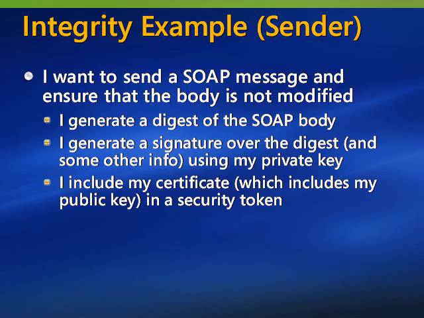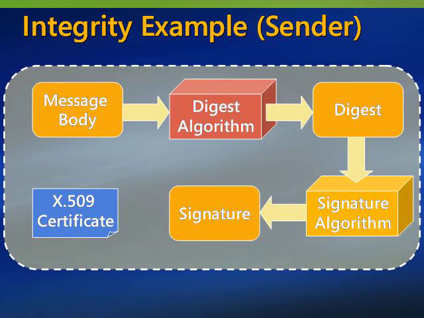So here's an integrity example. I want to send a SOAP message and ensure that the body's not modified. Right? This is an integrity kind of scenario. So what do I do? I generate a digest on the SOAP body. A digest is a cryptographic message hash. I generate a signature over the digest, because signing a big message is slower than signing a digest. And I include the certificate with which I sign the message with that message.